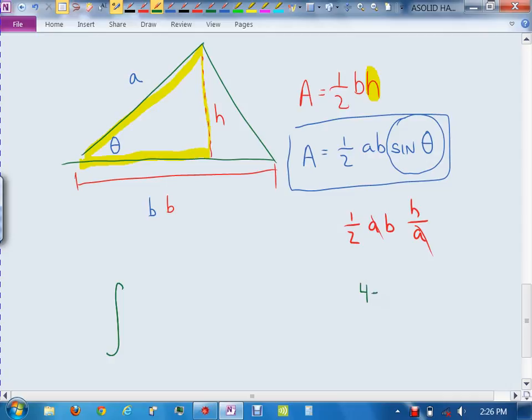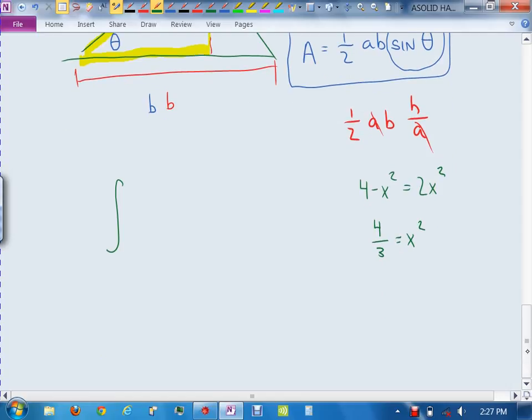Is it easy? 4 minus x squared, maybe, hold on, 2x squared. That's what we're trying to solve. So 4/3 equals x squared, so it's, what, 2 over root 3? Positive and negative 2 over root 3? 2 root 3 over 3? Two root 3 over 3, but that's if you rationalize the denominator. 2 root 3 over 3, positive and negative, right?